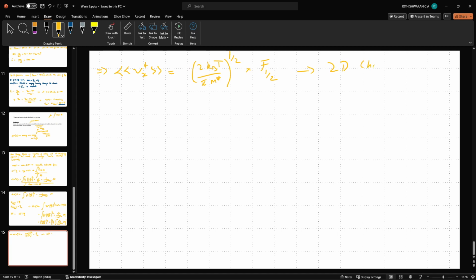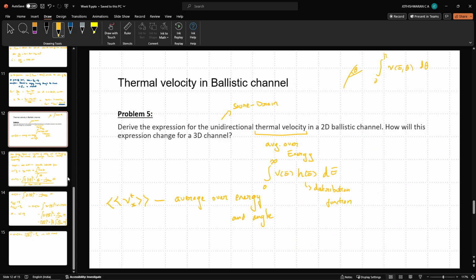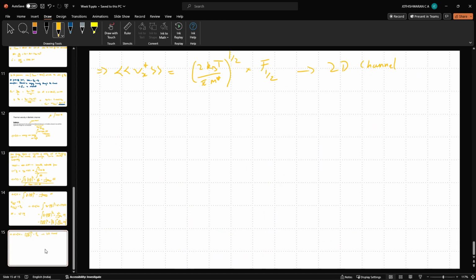The next question that was asked is, how will this change for a 3D channel? So we can go through the same derivation again. In fact, I encourage you to do that. Instead of this, we will have an integral with respect to theta and phi. In fact, that has been done in one of the previous sessions, so you can just go back to those slides and lift the answer from that.